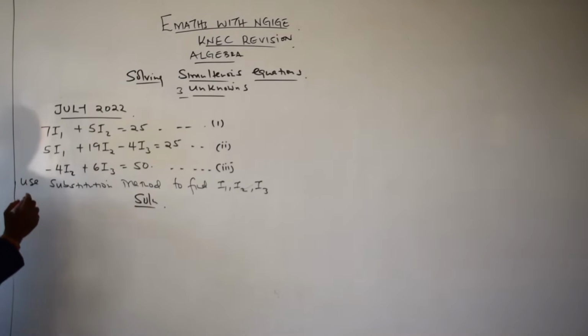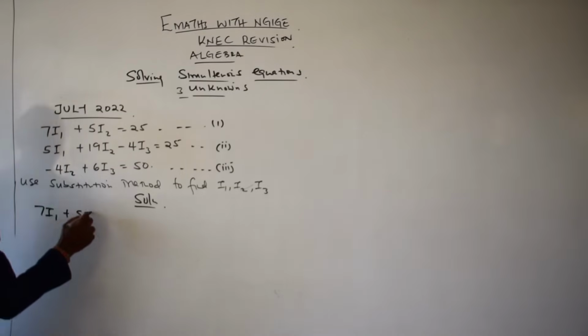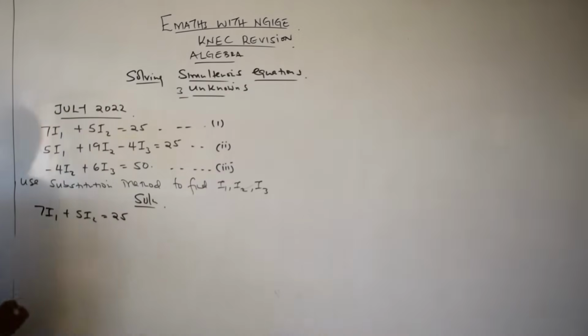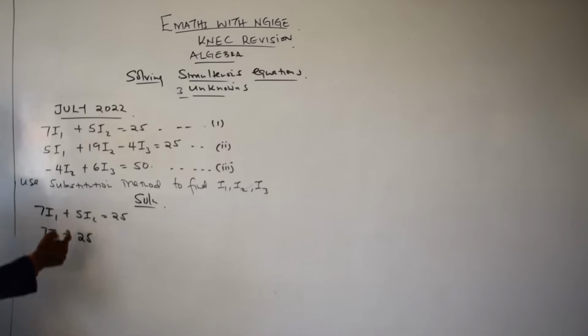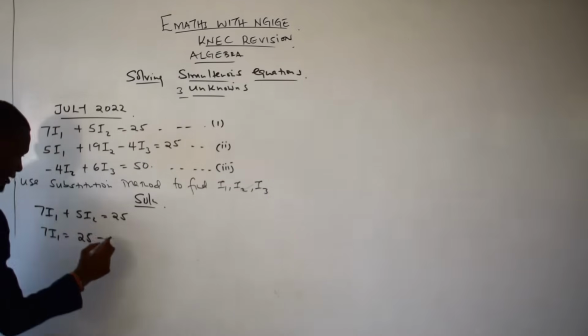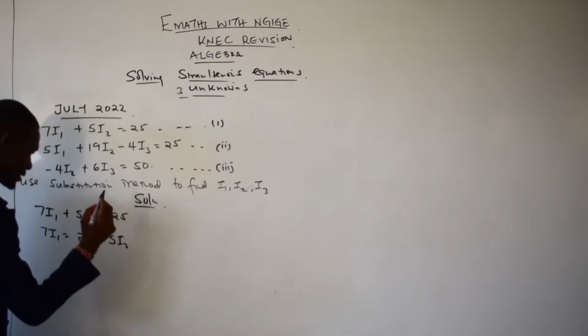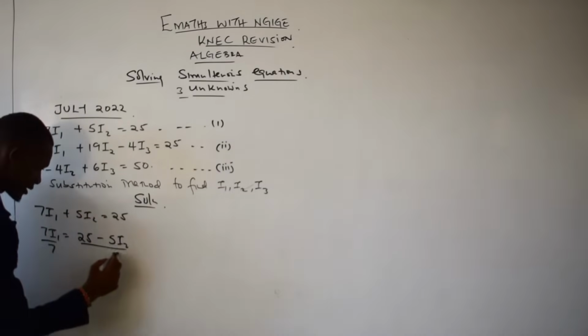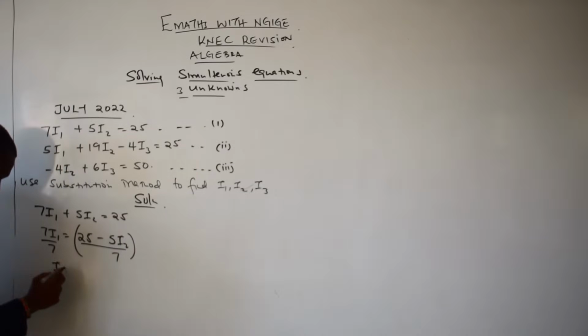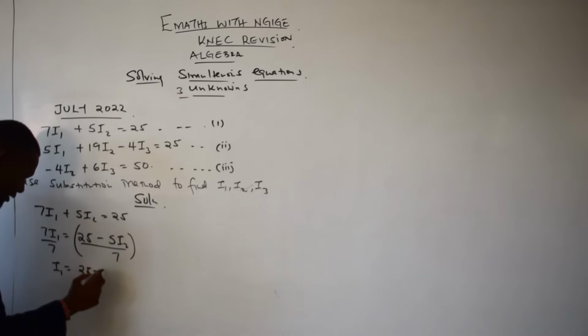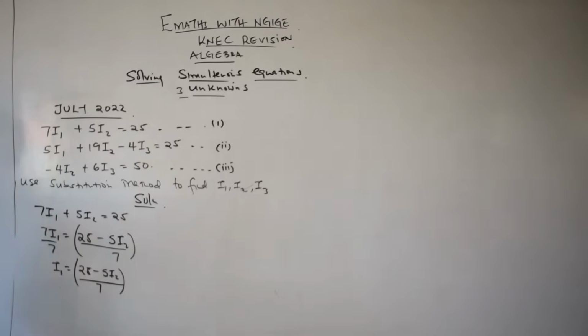So in our case here, we shall have 7I1 plus 5I2 equals 25. Making I1 the subject, so we shall have 7I1 equals 25. Then these are positive, take it to the other side, it becomes negative of 5I2. Then divide by 7, so that you have your I1 being equal to 25 minus 5I2 over 7. Now, replace it in equation number 2.